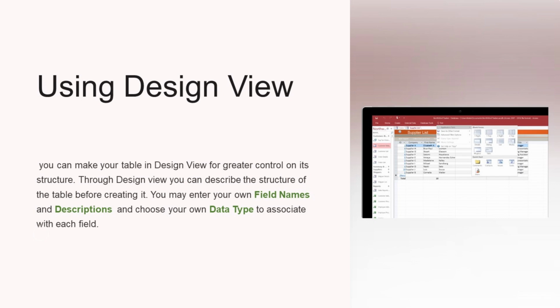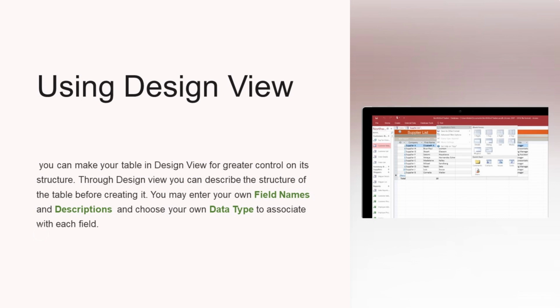For that we need to go on design view. When you go on design view, you can make your own table for greater control on its structure. Through design view you can describe the structure of the table before creating it. You may enter your own field names and description of the field, and choose your own data type to associate with each field.